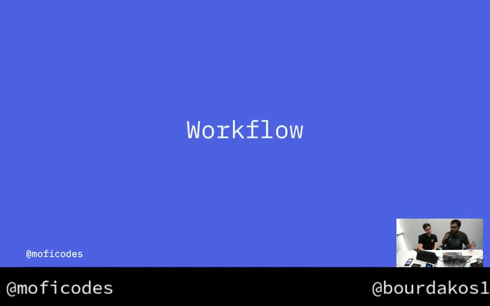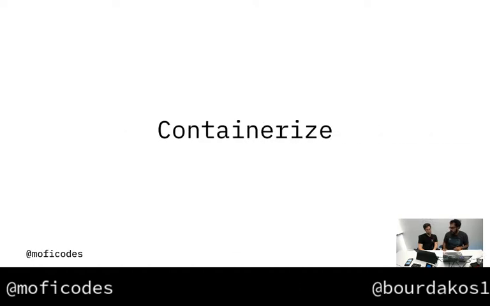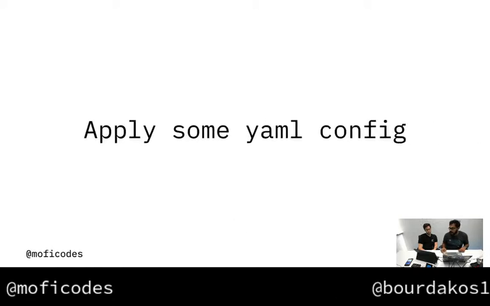So in a Kubernetes workflow, this is kind of how you do things. You write your code, you write some Dockerfile, so you build your code if it's a compiled language. You containerize if you need to, and in Kubernetes you almost always need to containerize. It could be a Docker container or CRI-O or Podman, any kind of container system you're using. And finally you write some YAML files and apply those configs to your cluster.